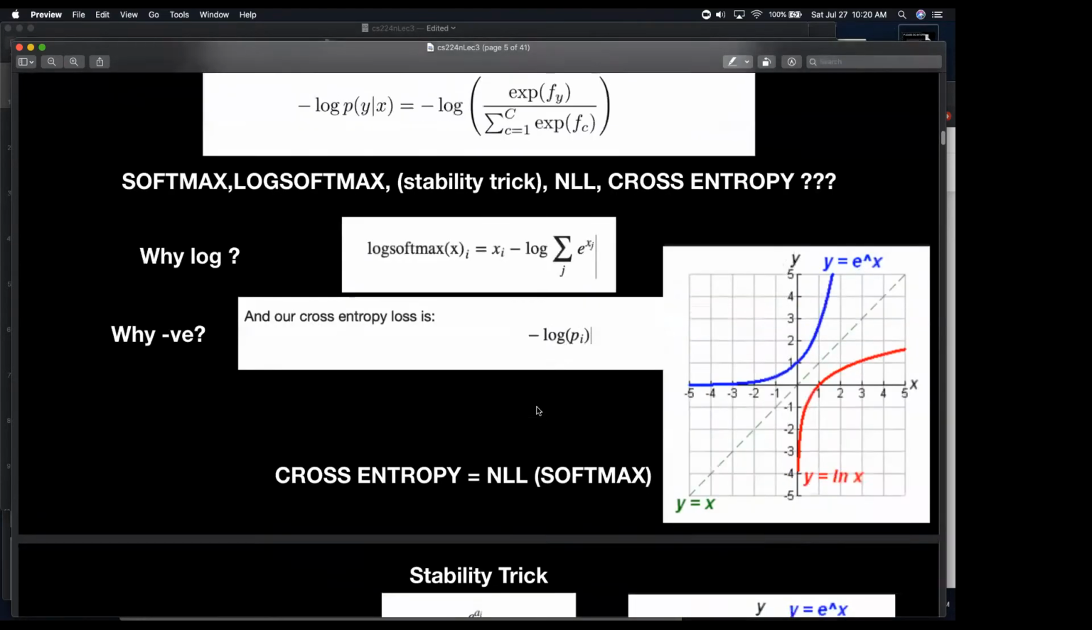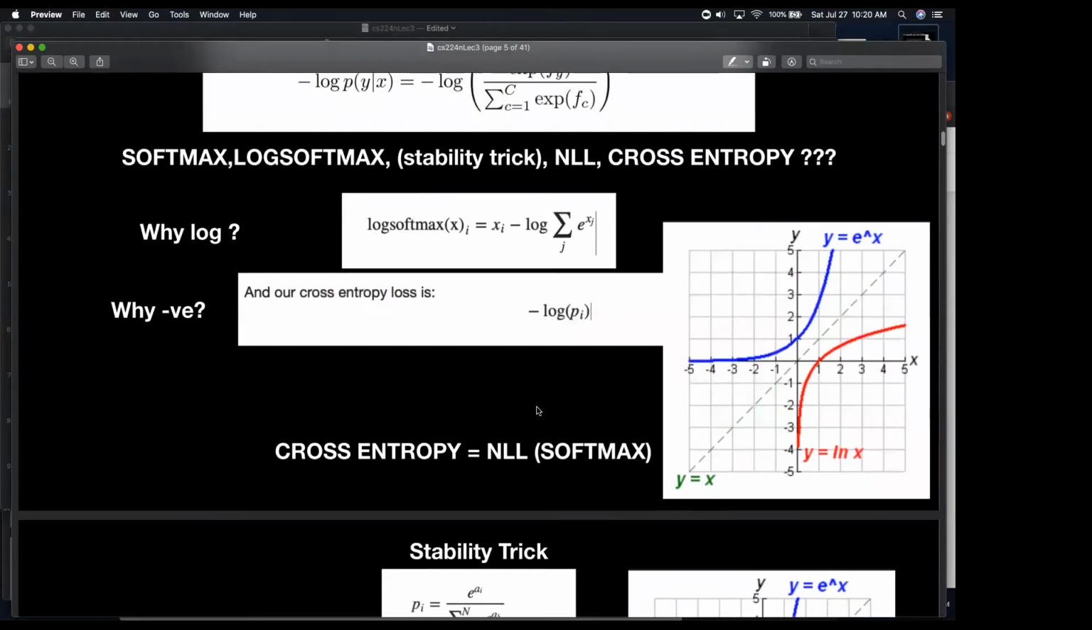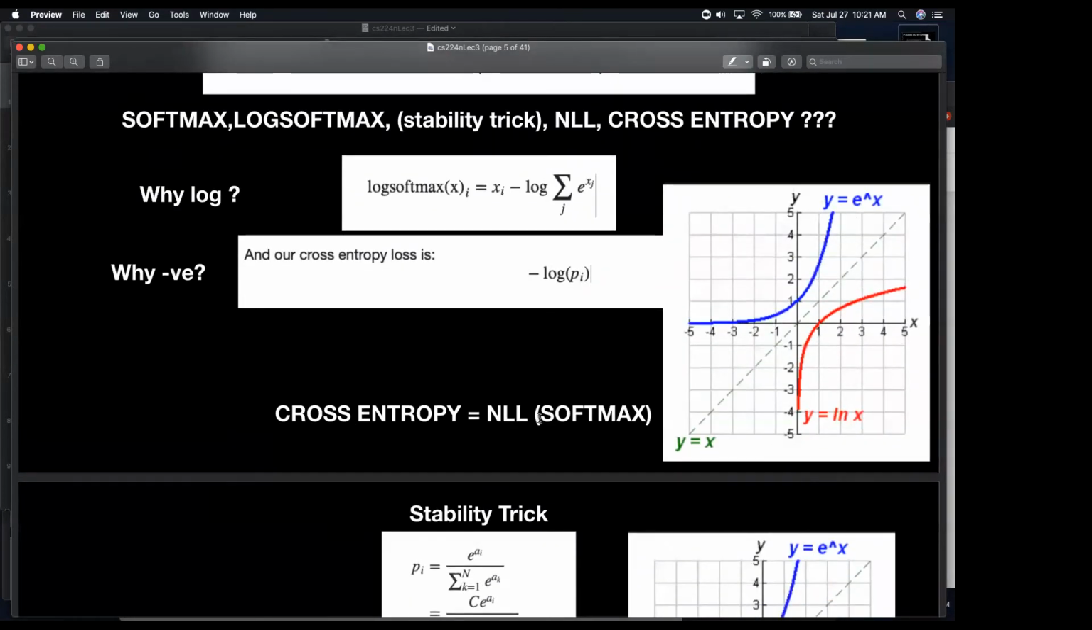Cool, so that was the log. Let's cover it: cross entropy is nothing but the negative log likelihood of the softmax. If you put all these together, that's what the cross entropy function is.